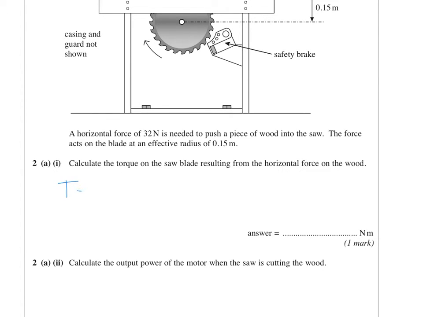So torque is the force times the perpendicular distance. So that's going to be 32 times 0.15, which gives you an answer of 4.8 newton meters, because it's a torque.